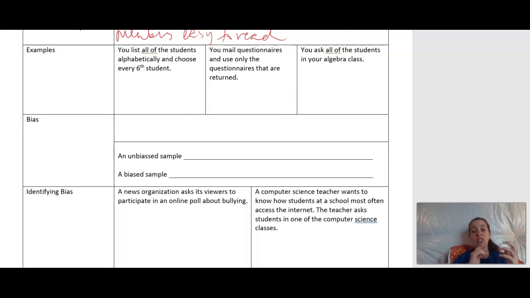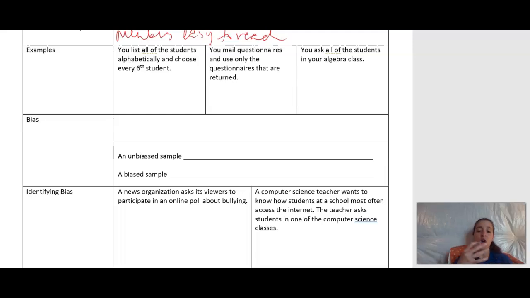So here again is that example I said before. You mail questionnaires and use only the ones that are returned. Those people that returned them had to choose to return them, so that is going to be our self-selected sample. And then you ask all of the students in your algebra class.